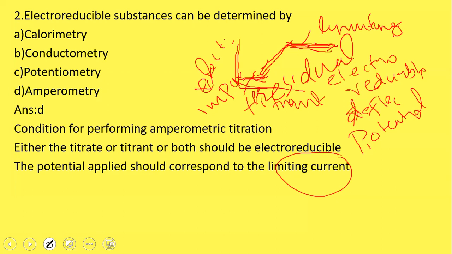So the applied potential should correspond to the limiting current. This is one of the conditions for performing amperometric titration. Hope you clear this point. This is the limiting current. So the applied potential should correspond to the limiting current.